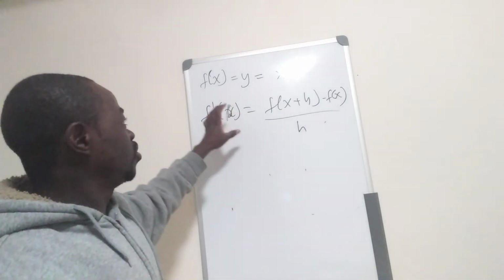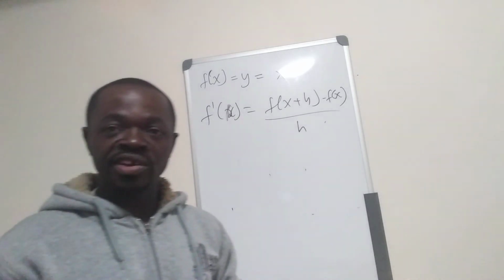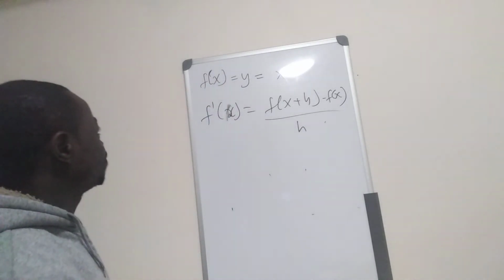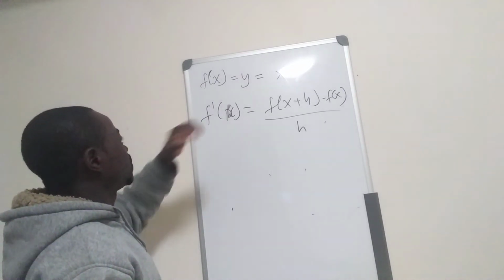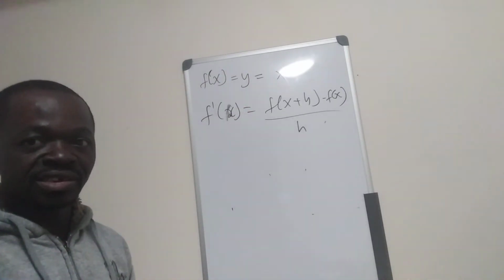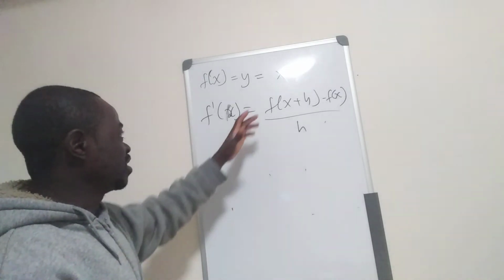So this is what we're going to use to differentiate the function given. So let's see, how do we differentiate this? F of x is equal to y, which is equal to what? X. How do we differentiate it using this formula?